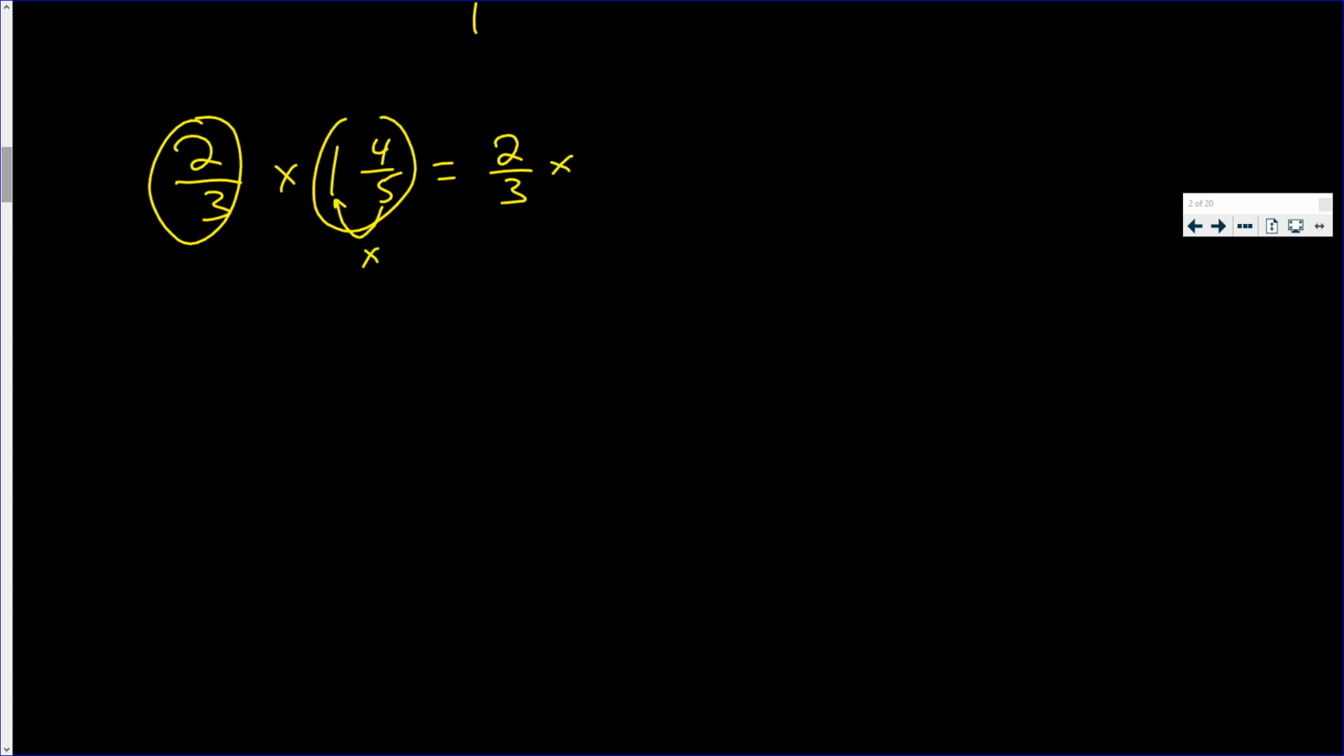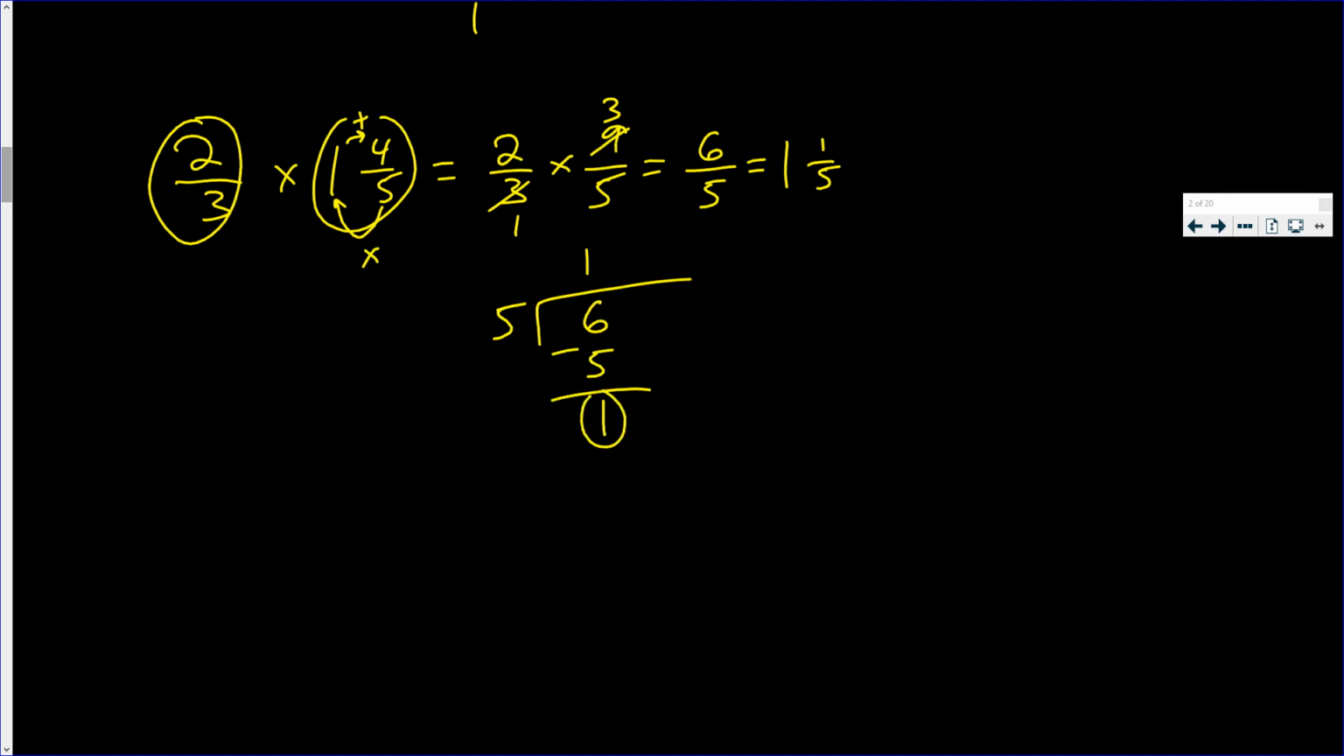5 times 1 is 5, plus 4 is 9/5. 3 goes into both of those numbers 1 and 3 times. 2 times 3, 6 over 1 times 5. 5 goes into 6 one time with 1 left over, and that leftover gets divided by 5. If you want to see it the long way, fine. 5 into 6 goes 1 time. 1 times 5 is 5. You subtract, you get 1. That remainder gets divided by 5.